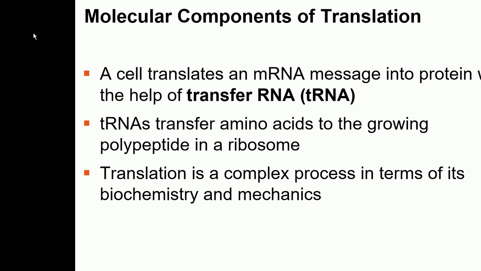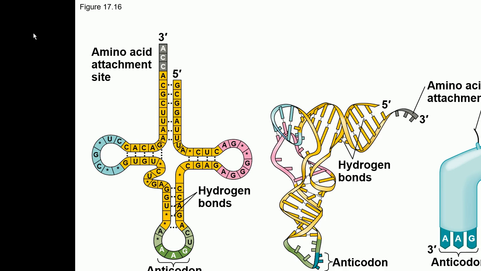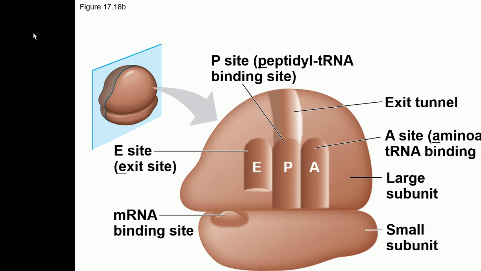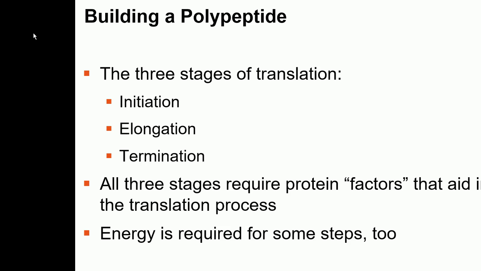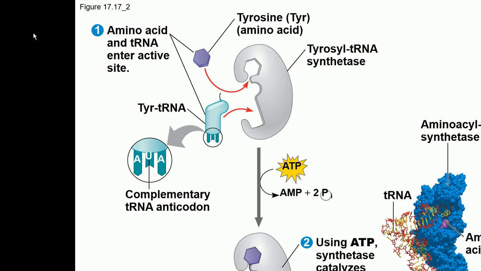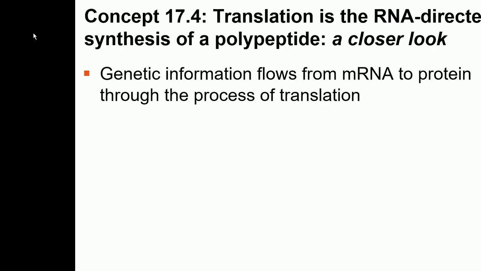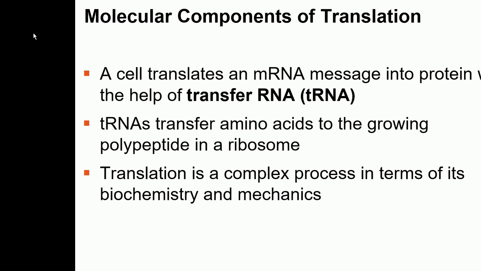a few components of the translation machinery, which involves tRNA, which is transfer RNA. We also need to know about ribosomes. So we will first talk about transfer RNA, then we talk about ribosomes, and then we will talk about the process of translation. Basically, transfer RNA, as the name itself says, transfers. What does it transfer? It transfers the amino acids. So the function of transfer RNA is to transfer amino acids.